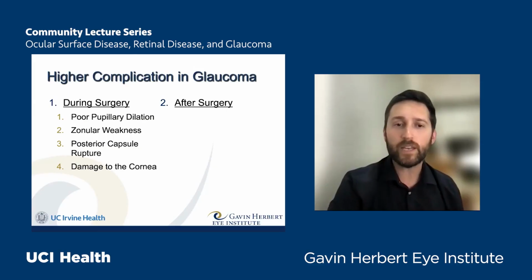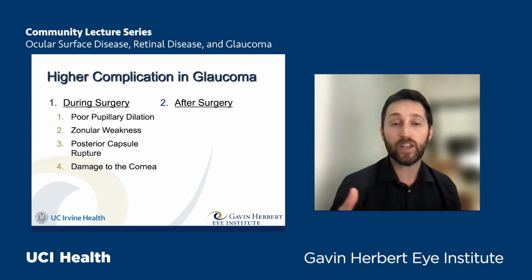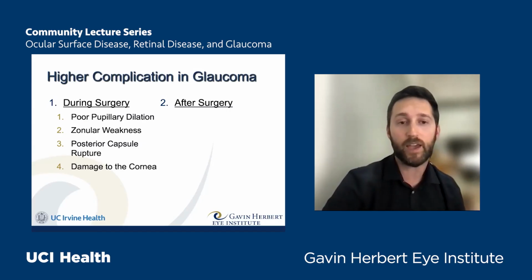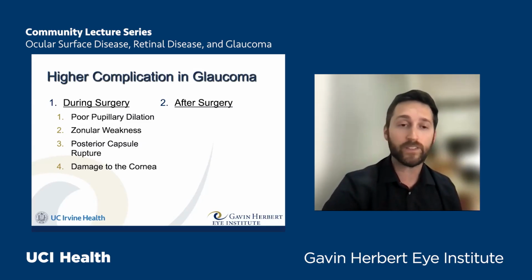Zonular weakness, the lens that we have is supported by a bunch of trampoline springs. Like picture a trampoline in the middle of your eye and the springs attaching to the side of the wall. And those zonules are those little springs. And pseudoexfoliation again, but also just in glaucoma in general, those can be very weak. And that can make the surgery more difficult. Things are wobbling around. And sometimes the lens is not as supported in the center of the eye. You can have a rupture of the capsule. That's where the lens is supposed to go. That's higher rates in glaucoma.